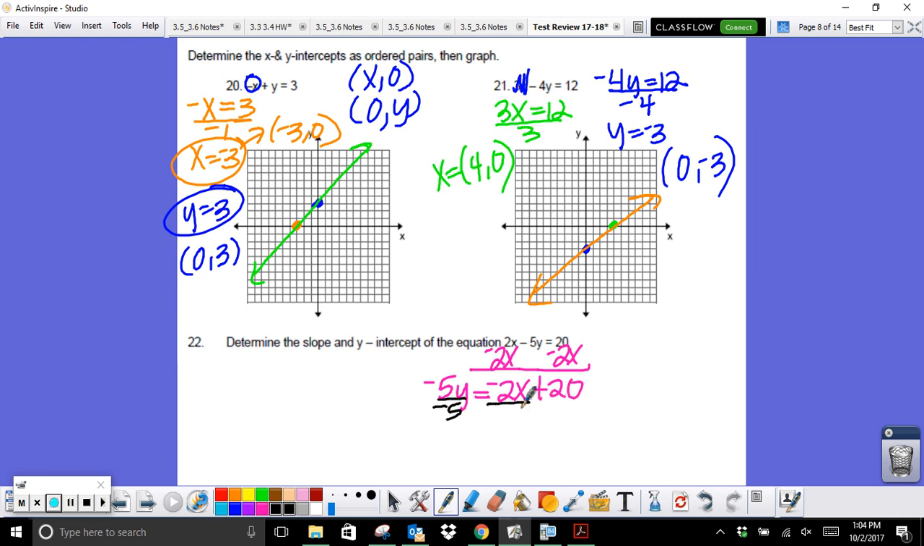Divide by negative 5. And so we get y equals positive 2 over 5x minus 4. So now if I need to label my slope and my y-intercept, my slope is going to be 2/5. My y-intercept is negative 4.